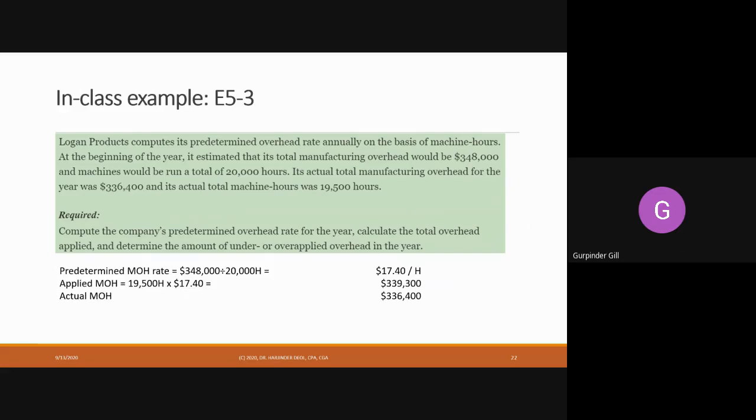But when we get to the end of the year, we recognize that our actual manufacturing overhead cost was $336,400. Since our actual is lower than our applied, we have over applied the manufacturing overhead cost by $2,900. Our actual manufacturing overhead cost worked out to be lower than our applied manufacturing overhead. So we have over applied by $2,900 in this case.